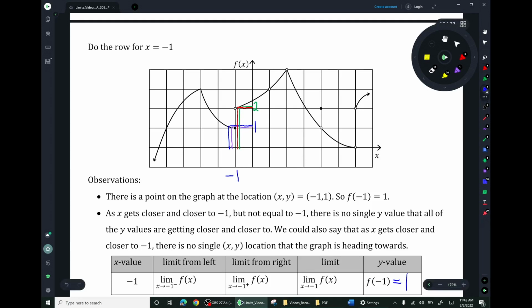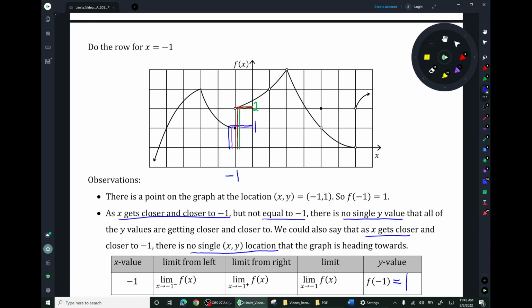All right, so our observation has to be this. When x gets closer and closer to -1, but not equal to -1, there is no single y value that all the y values are getting closer and closer to. Or we could say this, as x gets closer and closer to -1, there is no single xy location that the graph is heading towards.